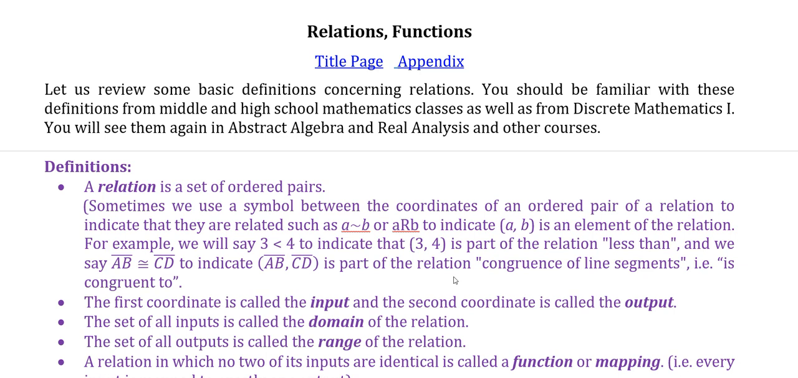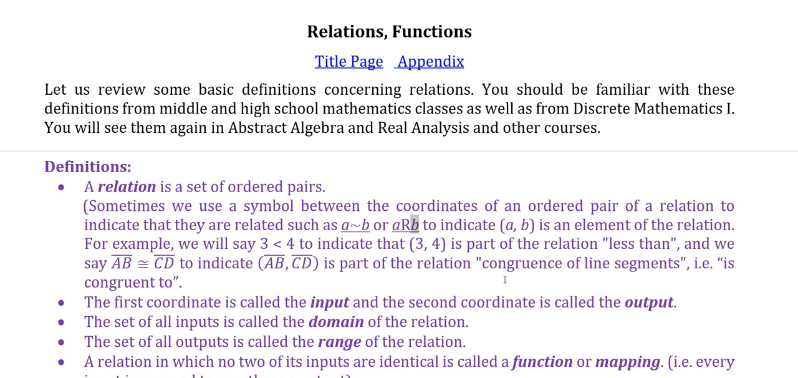Now, sometimes instead of using set notation like that, we'll use symbols like this little tilde, this little squiggle, to say A squiggle B or ARB to indicate that the ordered pair A, B is an element of that relation, that set of ordered pairs. For example, we say 3 is less than 4 to indicate that the ordered pair 3, 4 is part of the relation less than. And we say line segment AB is congruent to line segment CD to indicate that the pair line segment AB, line segment CD is part of the relation congruence of line segments, or in other words, is congruent to.